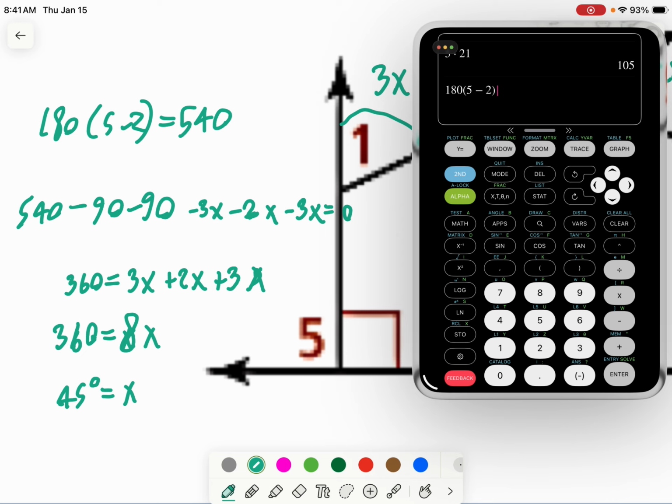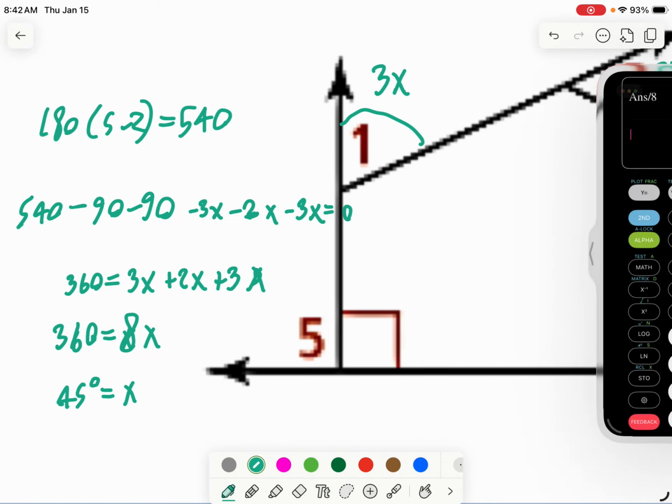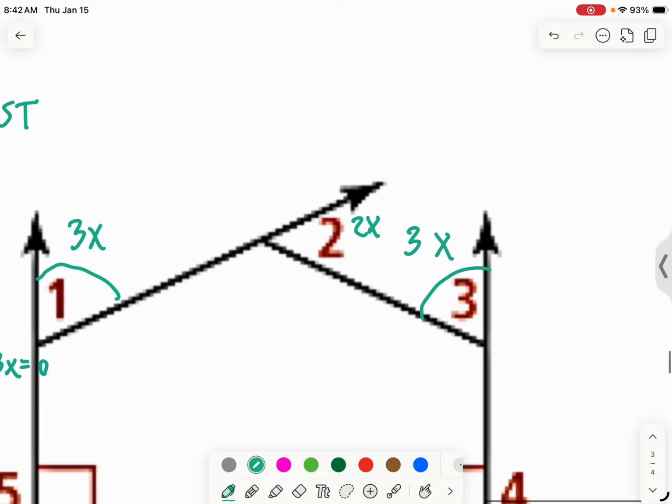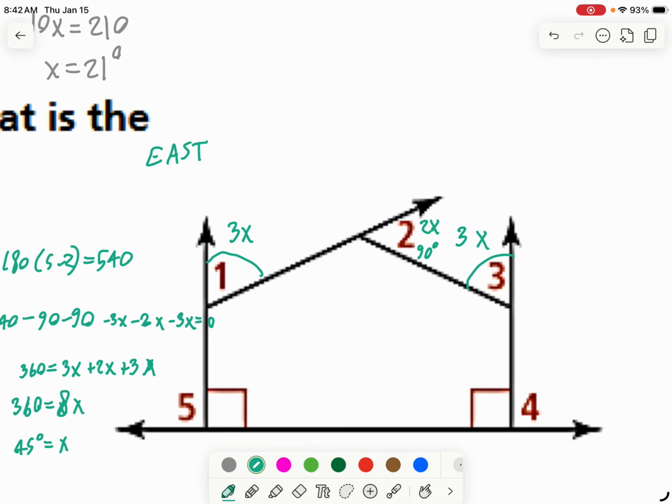Okay, so I've got that first part, and then that gives us the 540, and then I'm going to subtract 180. That gives us the 360, and then I'm going to divide by 8. And I got 45 degrees is equal to x. Well, that's great. That means that this angle 2 has to be 90 degrees, because x is 90 degrees. Let me just make sure.